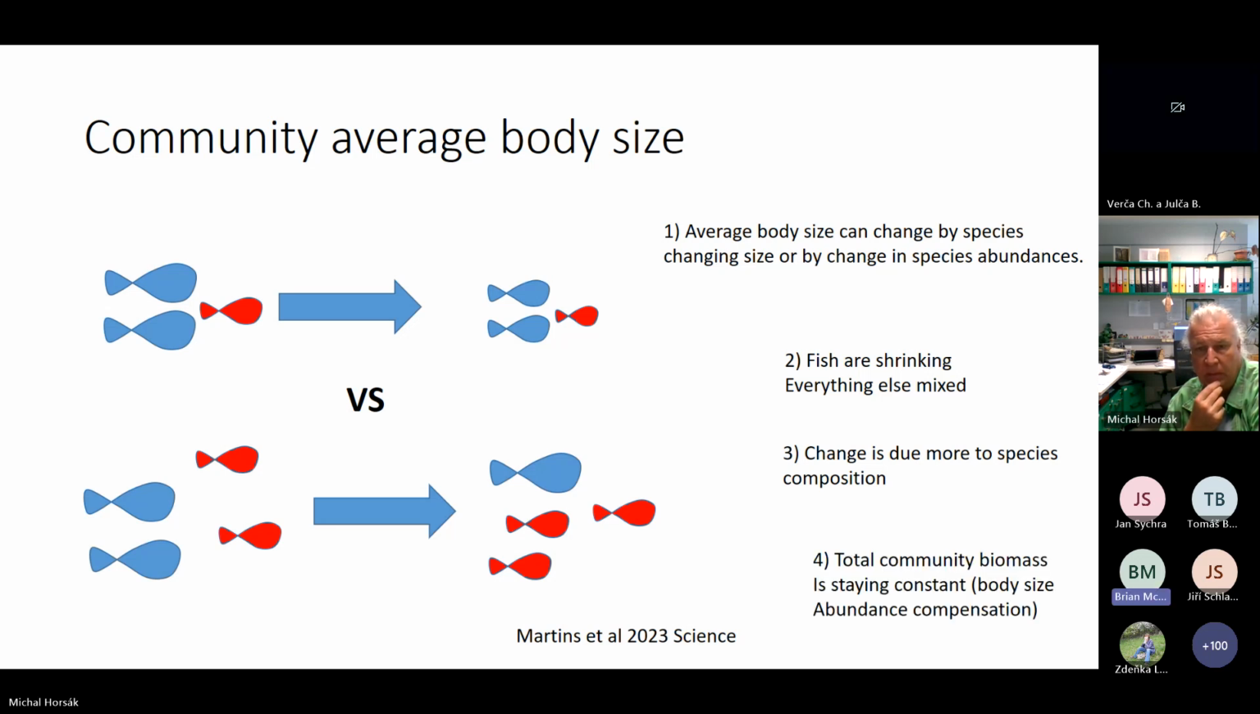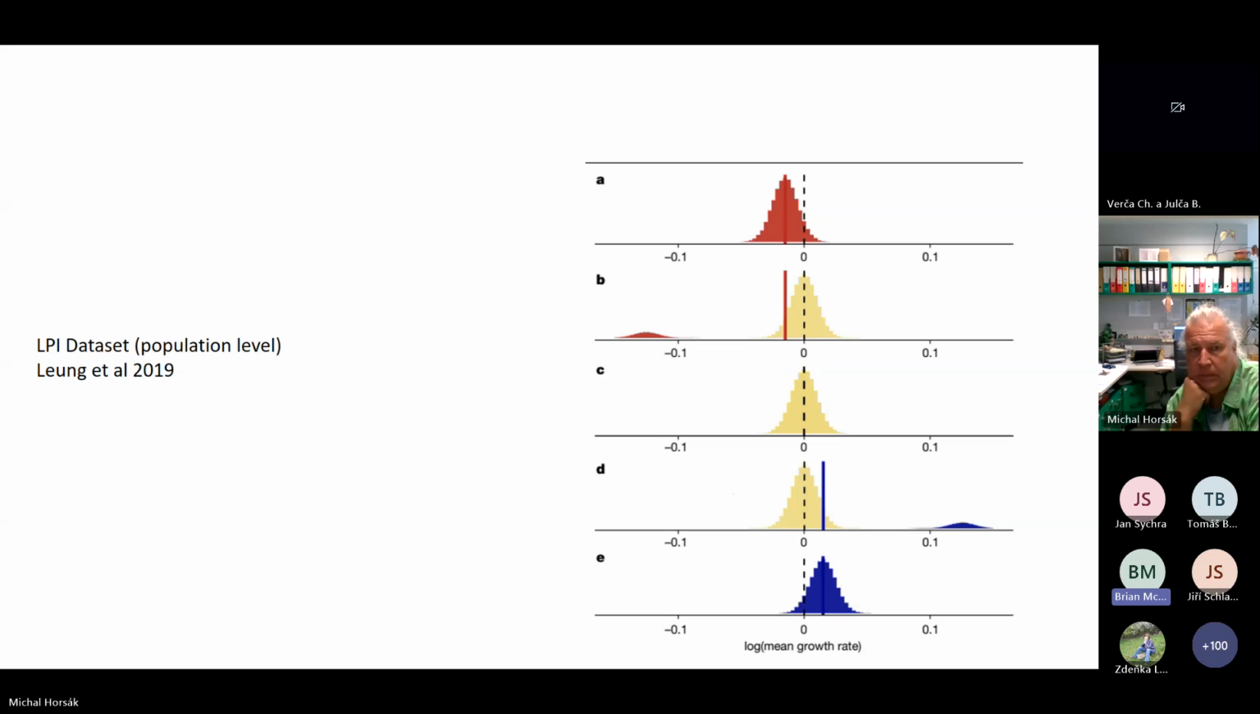Weirdly though, even though we're seeing all of these changes in underlying composition, which is kind of a theme that's emerging, the total community biomass across these data sets is staying constant. So we're getting this churn and then this constancy, which is kind of a theme that's emerging. So I want to address that more directly. One last slide on global change.